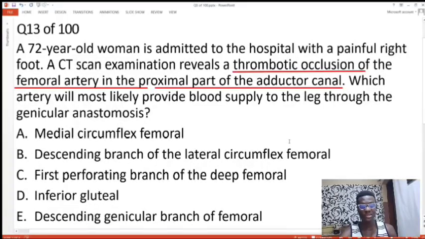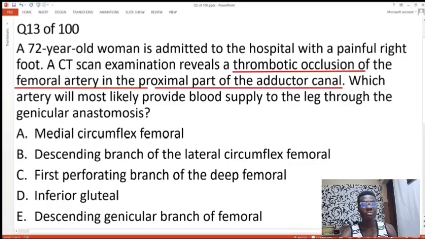Yes, the descending genicular branch of femoral artery takes part in the formation of the genicular anastomosis, but it is not the correct answer here. Why is that? It is because if the femoral artery is already occluded in the proximal part of the adductor canal, that is before it gives off the descending genicular branch, it means that the descending genicular branch will also be affected in this case.